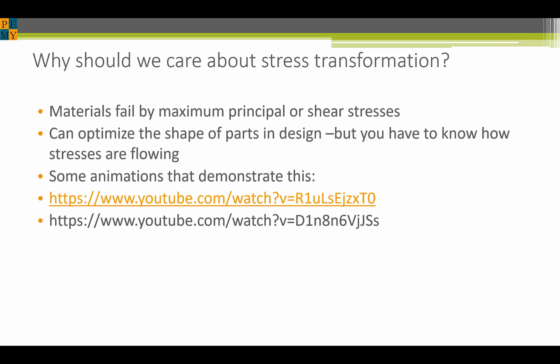As you will learn here, the magnitude of the shear and normal stresses vary with the orientation of the stress element. Because materials typically fail by exceedance of either a normal or a shearing stress, it's important to have a systematic way to identify what the maximum of both the shear and the normal stresses are, in addition to their orientation and direction. I would urge you to watch the two videos listed here to see some of the animations that explain in detail how this works.